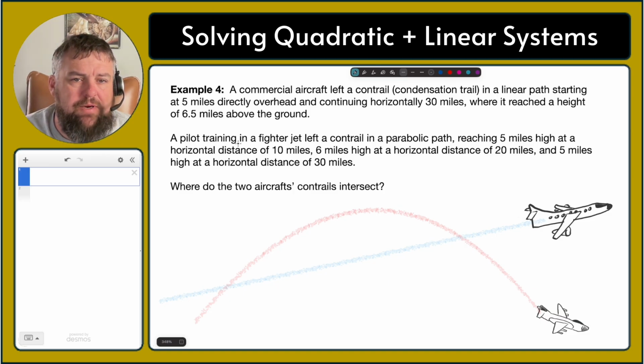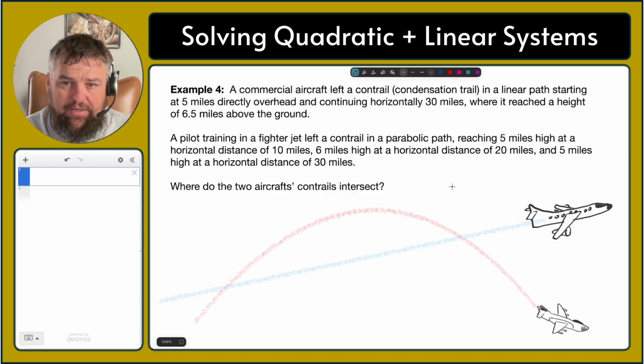A pilot training in a fighter jet, so here's my fighter jet, left a contrail in a parabolic path reaching 5 miles high at a horizontal distance of 10 miles, 6 miles high at a horizontal distance of 20 miles, and 5 miles high at a horizontal distance of 30 miles. Where do the two aircraft's contrails intersect?